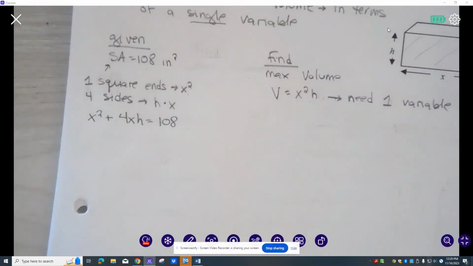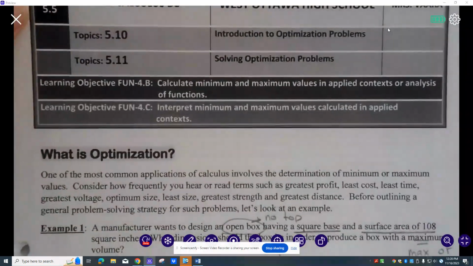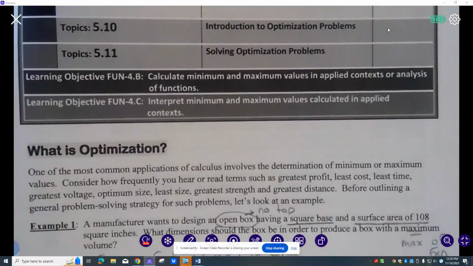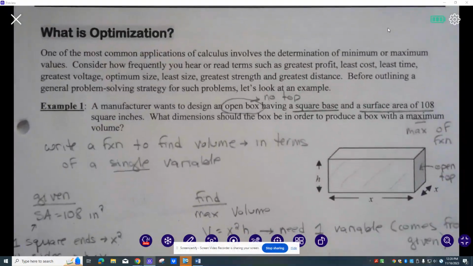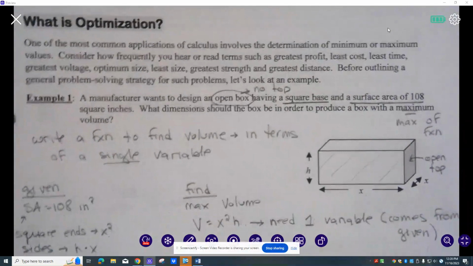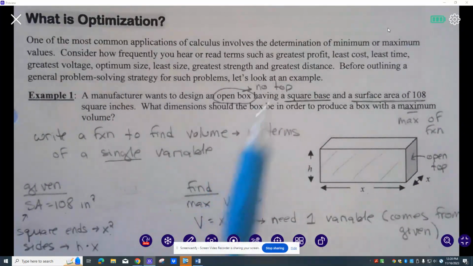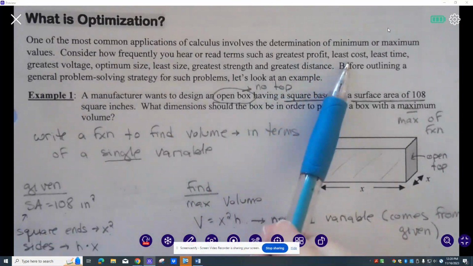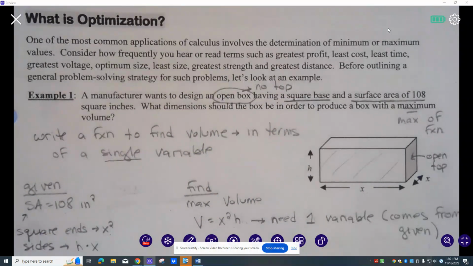This video is for section 5.10, Example 1. 5.10 is an introduction to optimization problems, and 5.11 continues with solving them. Optimization problems are similar to what they list here. You're finding things like greatest profit, least cost, least size, greatest distance. So you're finding maxes and mins.